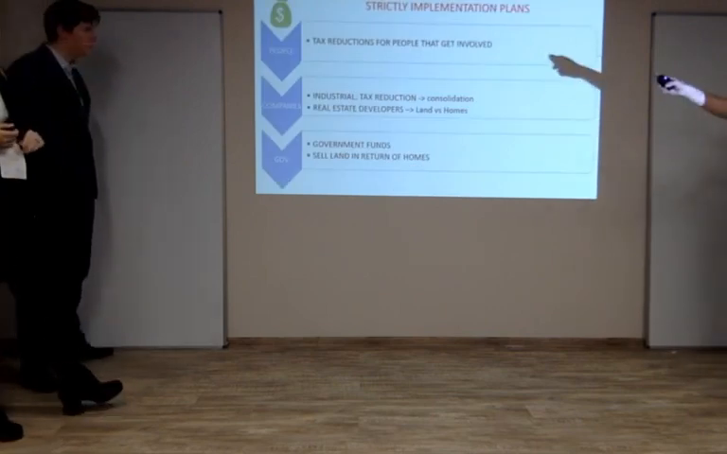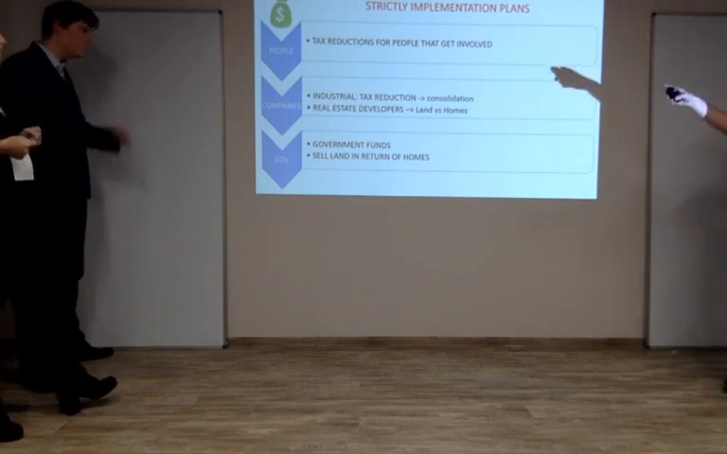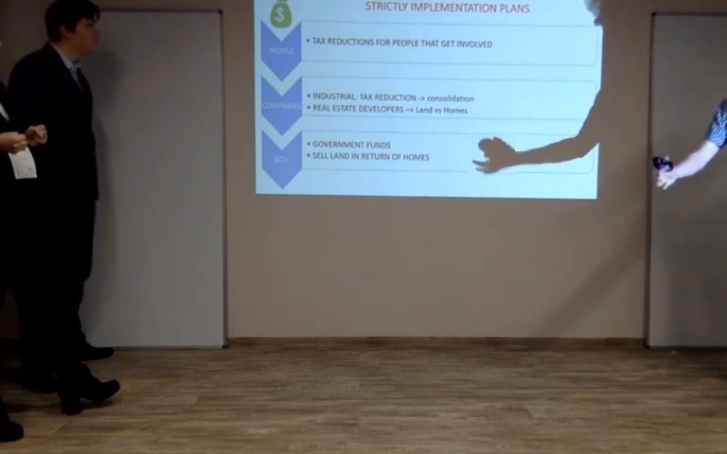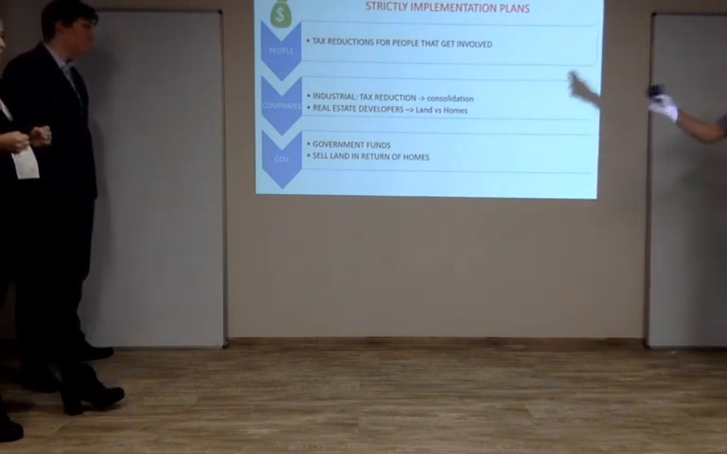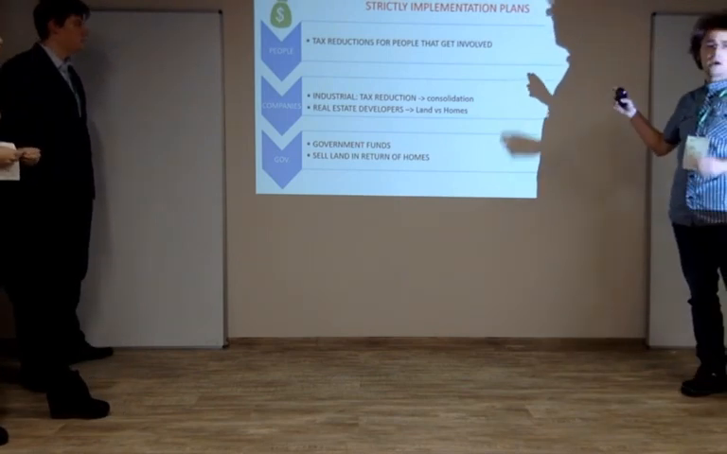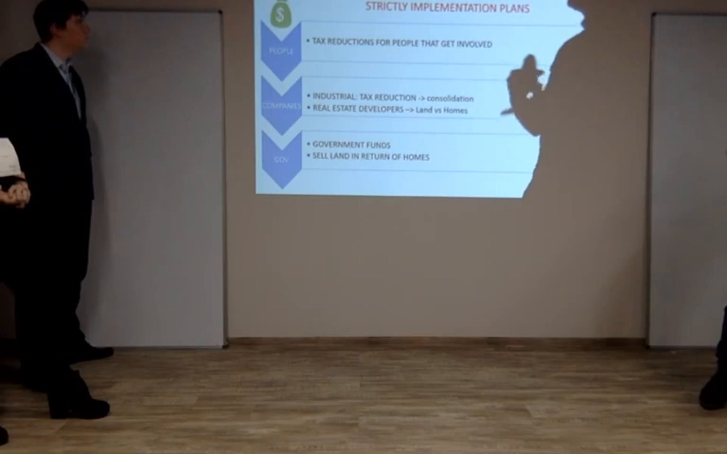Also, how do we get the money? We tax reduce the people that get involved. We get deals for the real estate developers. We give them the land from the people, from the buildings we demolished. In return, they give us homes for the people that lived there, and they also build higher buildings in order to accommodate more, and make a profit by helping us.